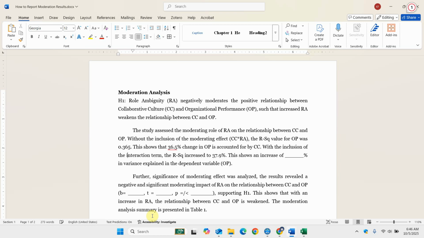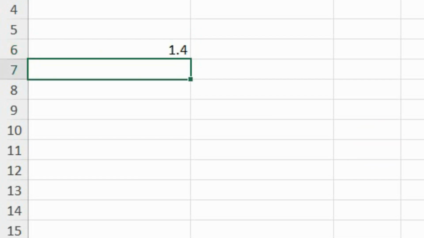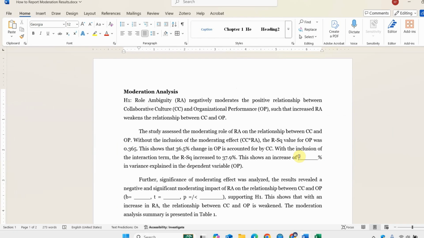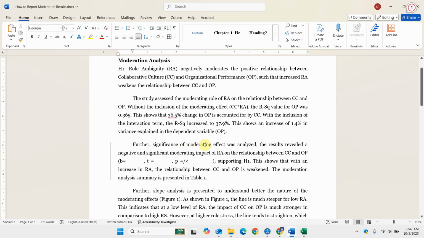With the inclusion of the interaction term, the R square increased to 37.9%. If we subtract both these, 37.9 minus 36.5, we get 1.4%. This shows an increase of 1.4% in the variance explained in the dependent variable when you have your interaction effect. Further, the significance of the moderating effect was analyzed. The results revealed a negative and significant moderating impact of RA on the relationship between CC and OP. And where are these values?